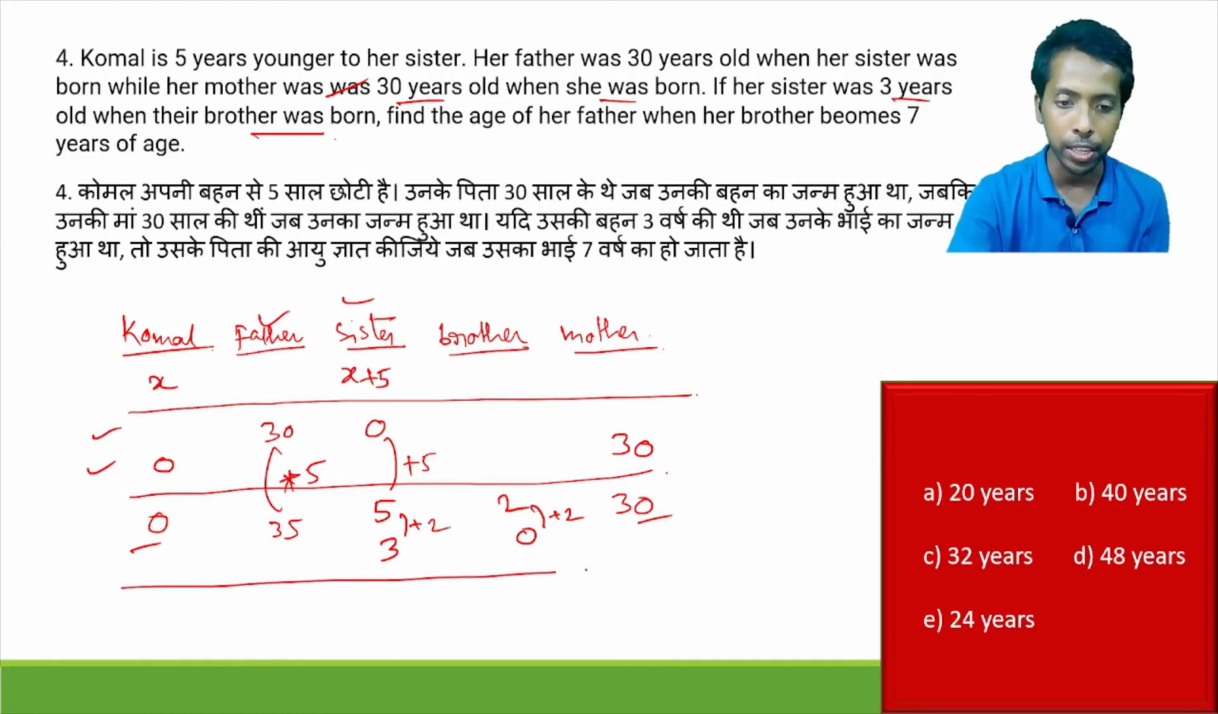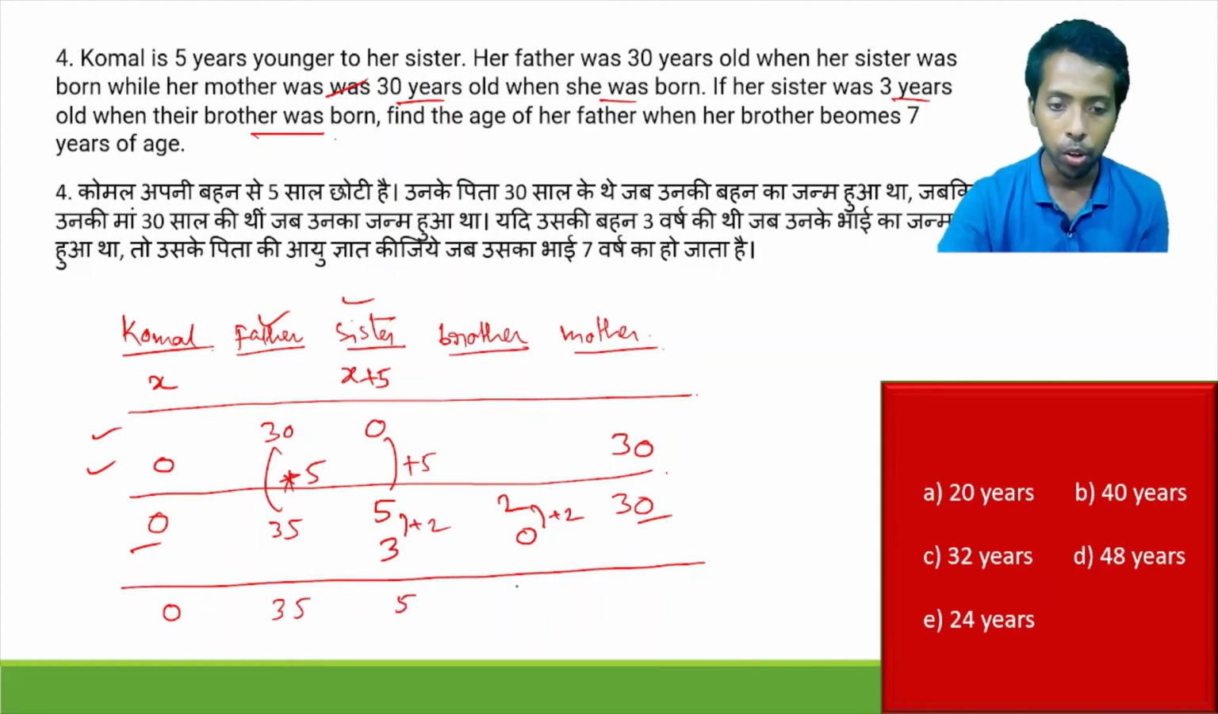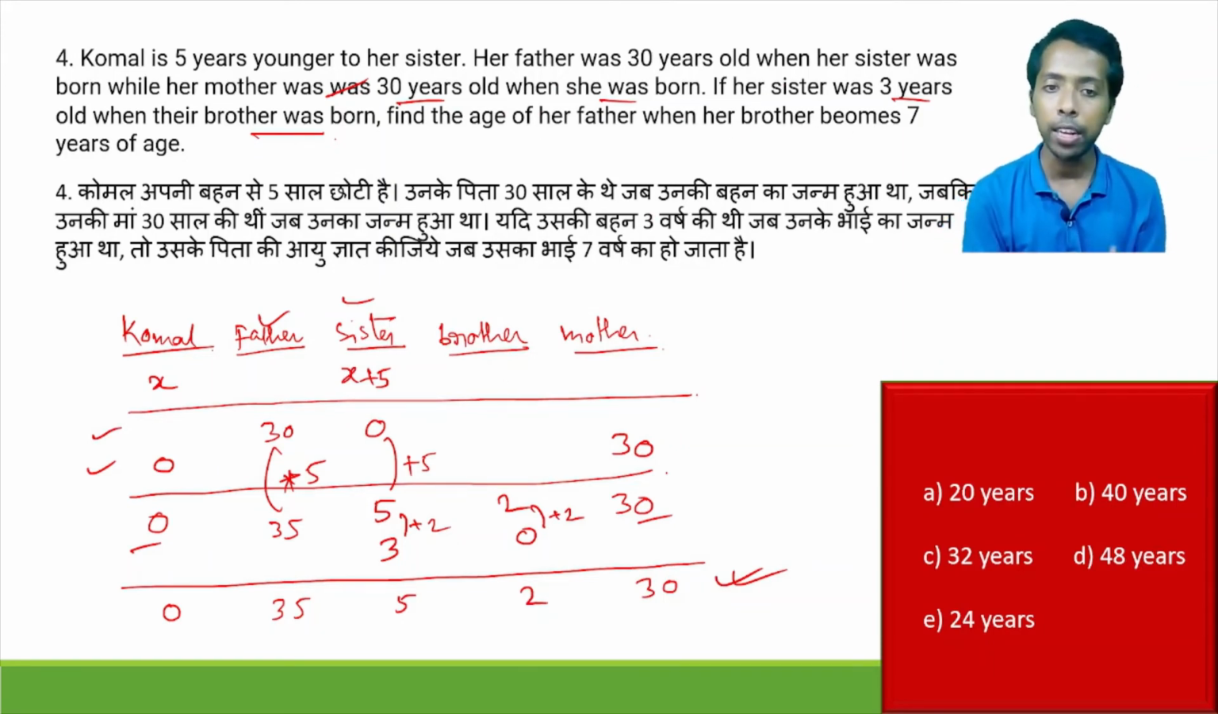So the final setup here, the ages, that is Kamal is 0, when father is 35, when sister is 5, when brother is 2, and when mother is 30, right? This is the final statement. Now, find the age of her father when her brother becomes 7 years of age. So, what is the age of father when her brother becomes 7 years of age?